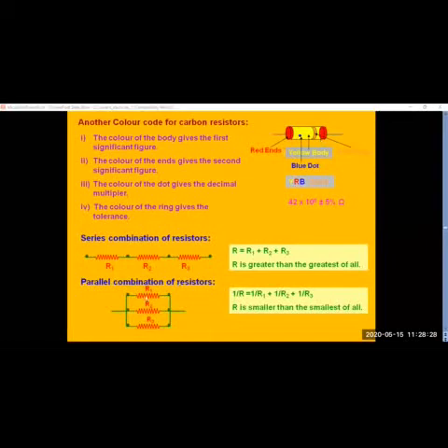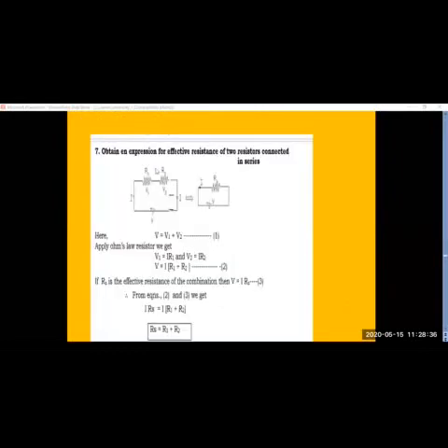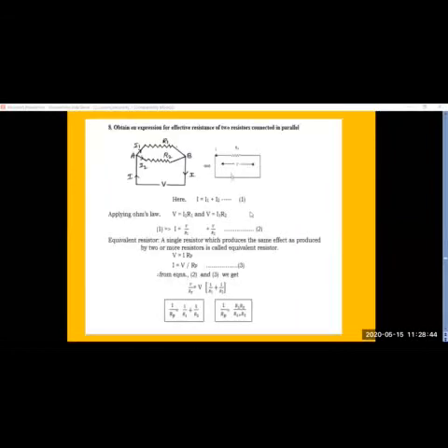So here, series means it's end to end. Parallel means both the ends have to be connected. First class, I did this derivation, effective resistance of two resistors connected in series. So we got Rs is equal to R1 plus R2. Today we will do what is the expression for resistance of two resistors connected in parallel.